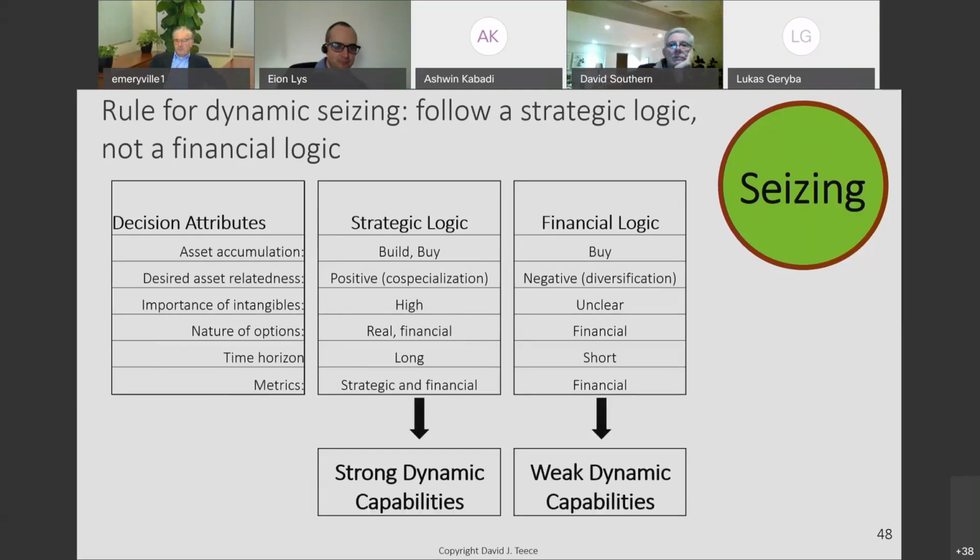And through all of this, what I'm downplaying, and maybe if some of my finance colleagues were here, they may be looking askance at me right now, because what I'm saying is, in making investment decisions, financial logic is secondary, strategic logic is primary. Financial logic is about buying rather than building. With financial logic, you look for a negative correlation or diversification. With strategic logic, you don't.